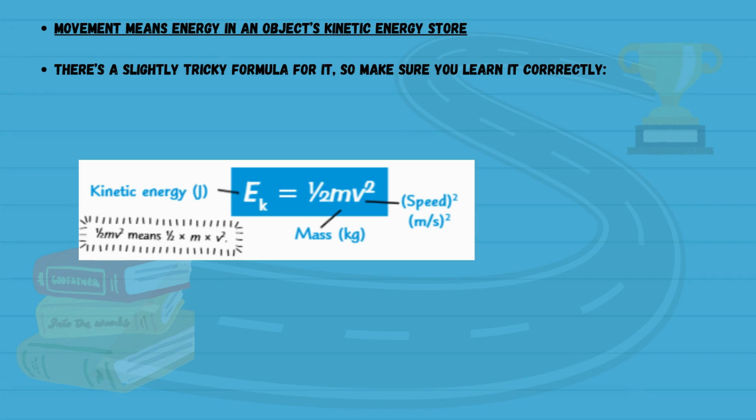Movement means energy in an object's kinetic energy store. There's a slightly tricky formula for it, so make sure you learn it correctly. Kinetic energy, E_k, equals half times mass times velocity (speed) to the power of 2.